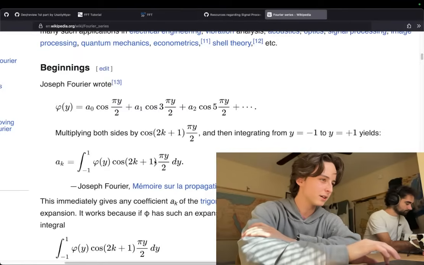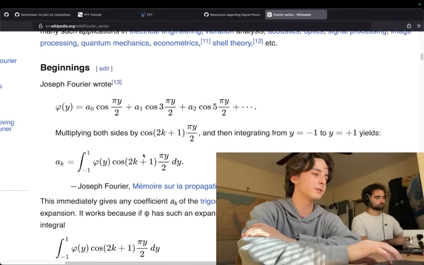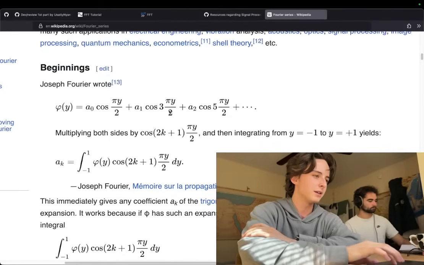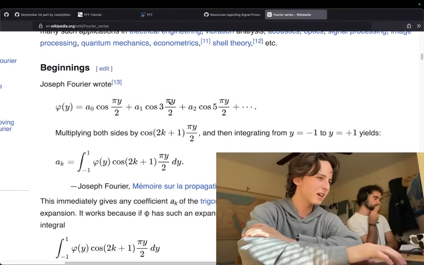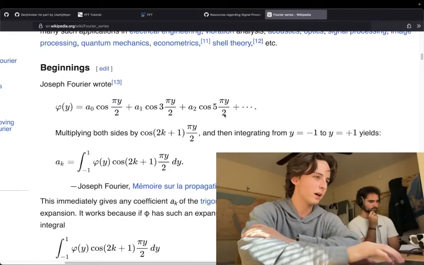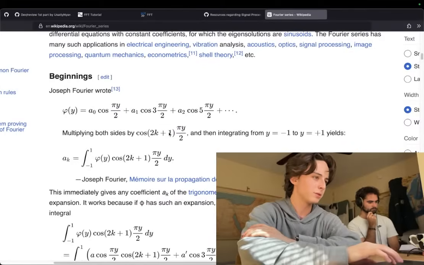It looks like this 3 is an argument to the cosine, and then this is just multiplying outside of it, I guess? It's hard to tell. So they're all over 2. It's this same kind of constant pi y over 2, but then it's times 3, 5. I guess it's increasing by 2k plus 1. Multiplying both sides by cosine 2k plus 1 times pi y over 2, and then integrating from -1 to 1 yields.